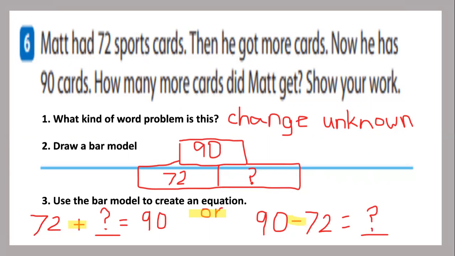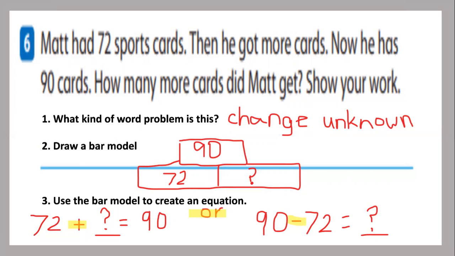So right away, I know this is a change unknown word problem. So number one, what kind of word problem is this? That's what you need to ask yourself, because that is what's going to help you set up your equations and your models. It's a change unknown because it tells me he started with 72. Then he got more. It does not tell me how many more. It just says he got some more. Now he has 90. So he ended up with 90 total.